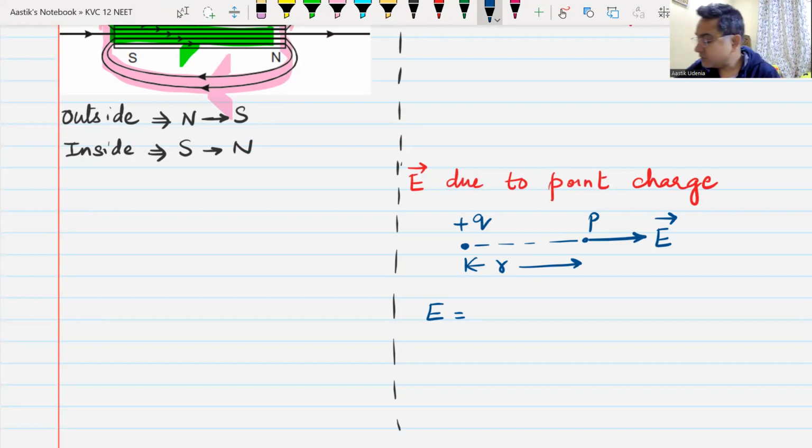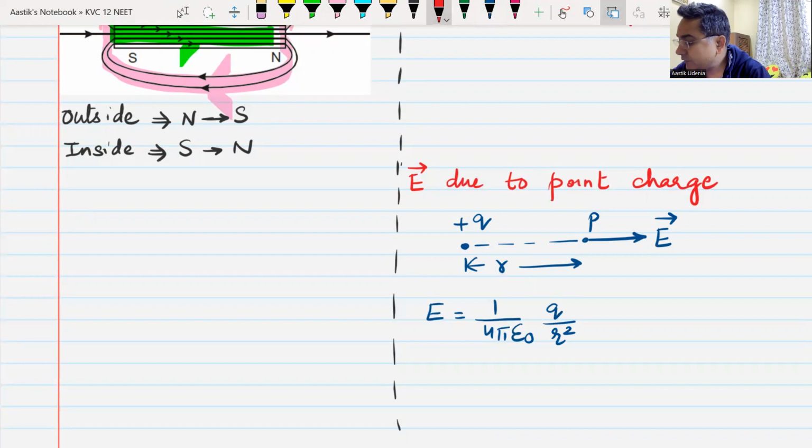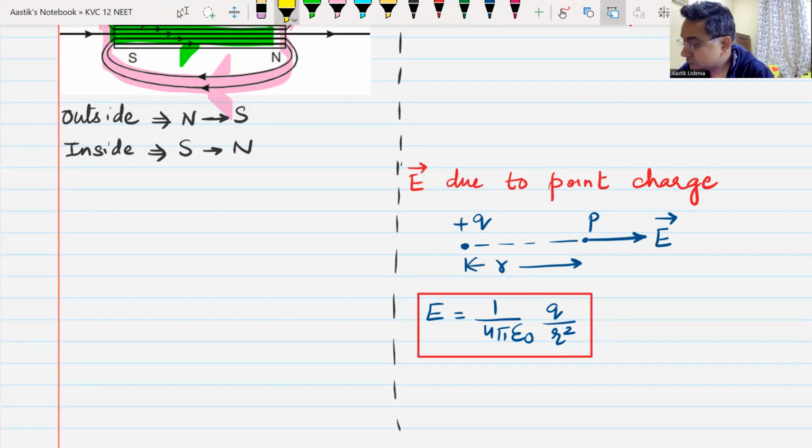No one remembers it? Okay. It is 1 by 4 pi epsilon naught q by r square. That was the value of electric field created by a point charge. Please note it down if you have forgotten.